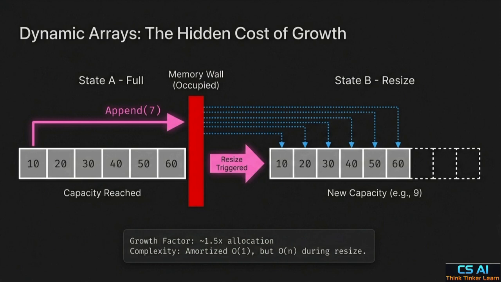As an engineer, you must be aware that while appends are usually fast, they can periodically cause a significant latency spike during a resize. Understanding this growth factor and the underlying allocation strategy helps you design systems that handle large data sets without falling into the trap of frequent and costly memory allocations.